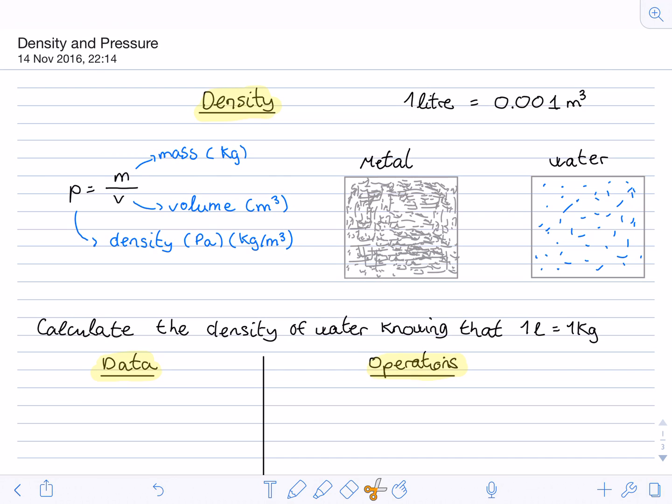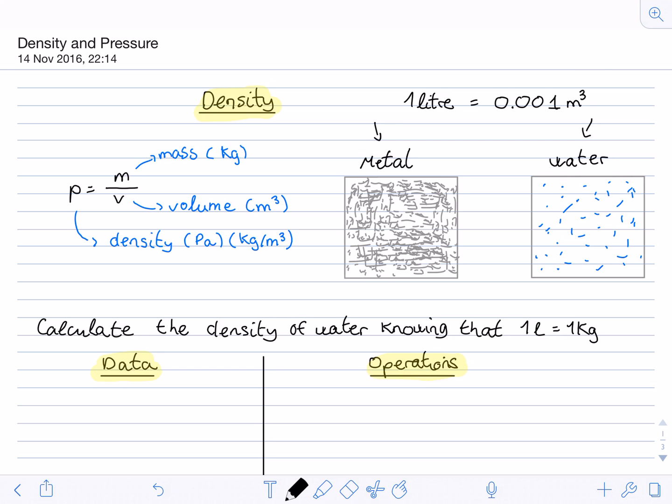So what is density first? Well, the definition is basically the mass divided by the volume. So what does it actually mean? Let's say we have two different examples, metal and water, because we all know what density is, okay? So we know the mass is the number of atoms a body has, and the volume is measured in meters cube.